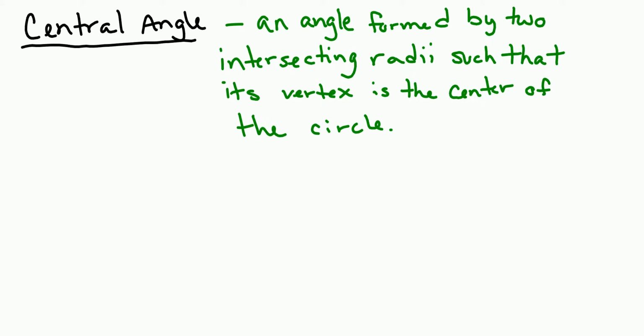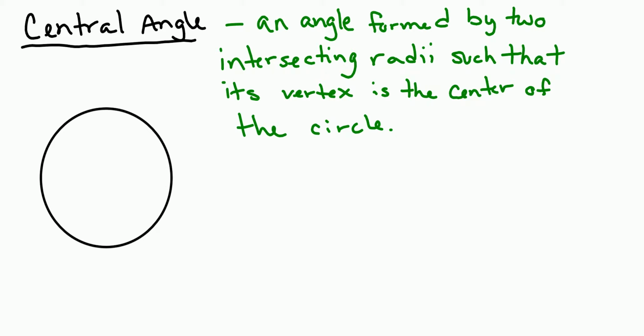Okay, so a central angle is an angle formed by two intersecting radii such that its vertex is the center of the circle. Alright, so let's look at an example of a central angle.